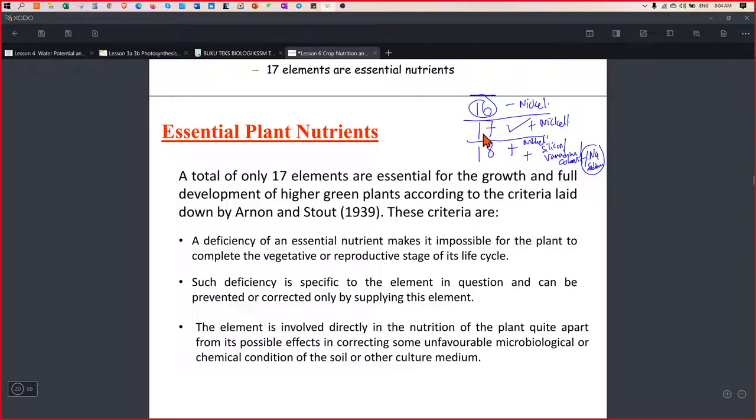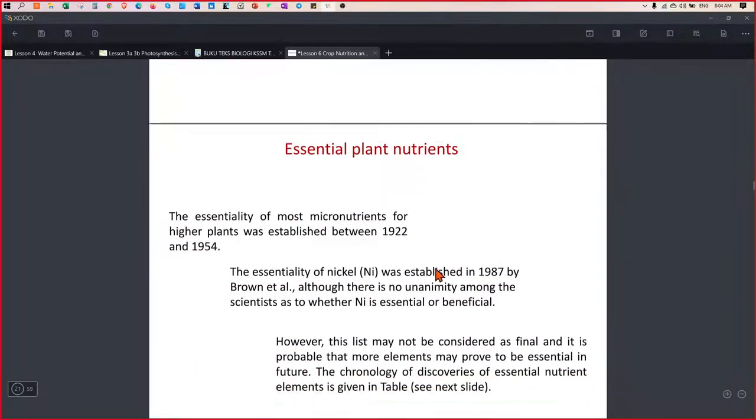Okay, but I would say that 17 is a good number, pretty much across the crop species around the world, whatever kind of soil you're dealing with. Regularly when you do plant elemental analysis, you're going to find that these 17 are regularly present in a plant. Right?